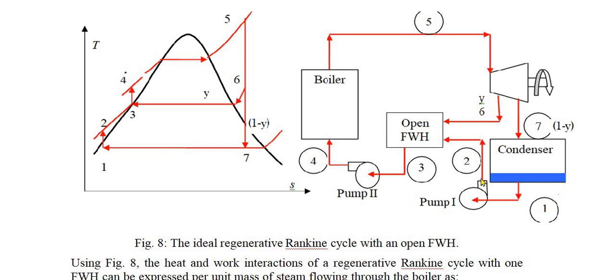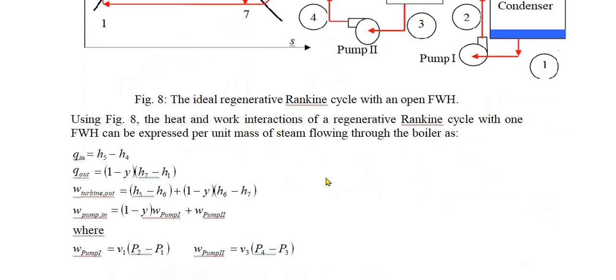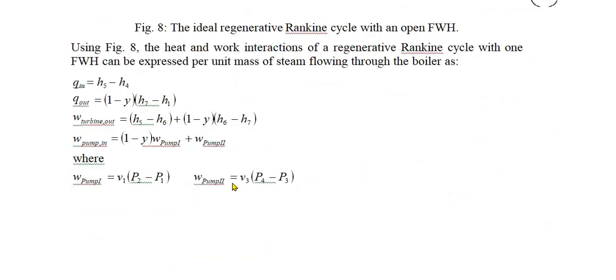So that is h1 minus h2 and h3 minus h4, or we can write it as specific volume into P1 minus P2, and specific volume into P3 minus P4. This is the pump. Got it? This is the open type of feed water heater. In open type, we are directly mixing the trapped steam with the feed water, thereby the feed water temperature is increased.